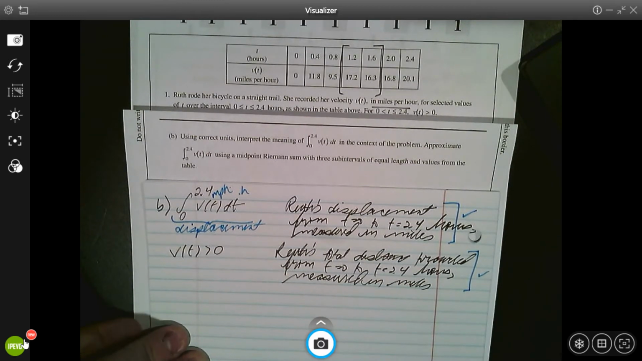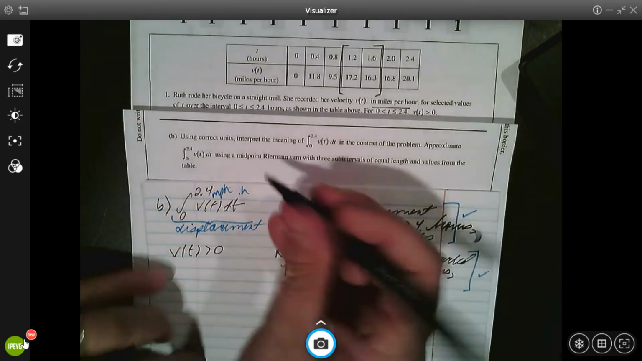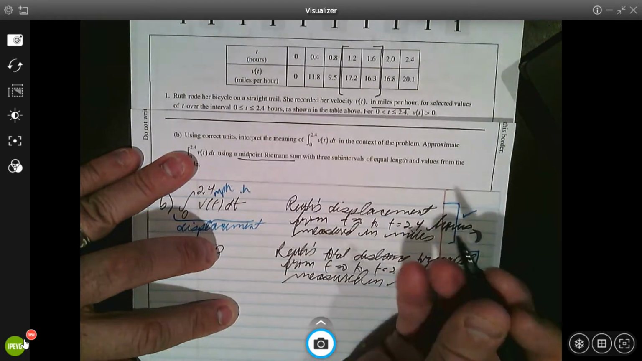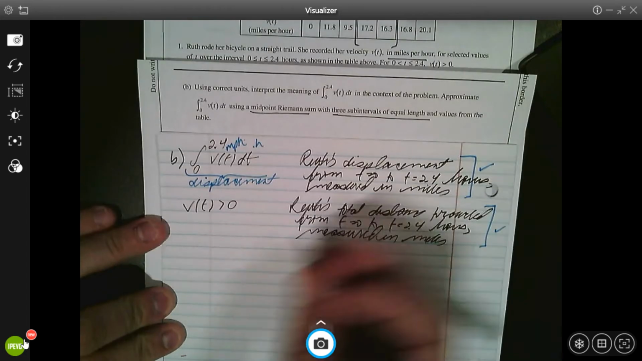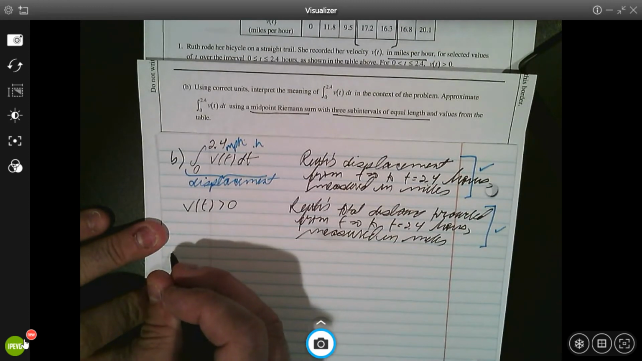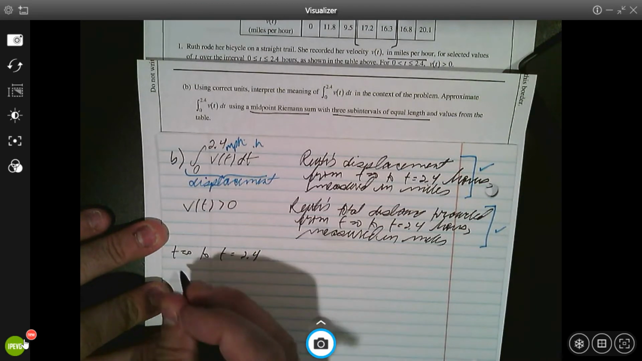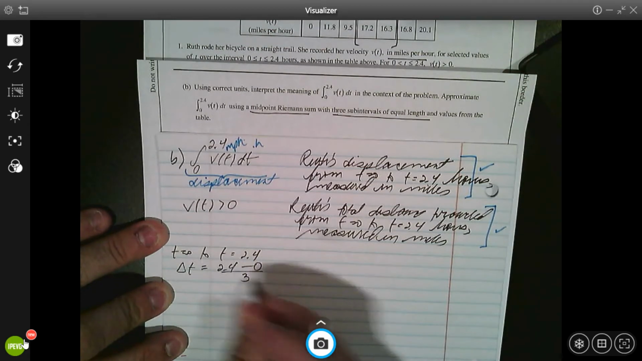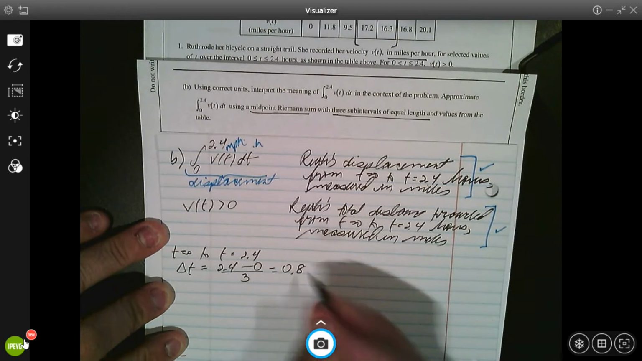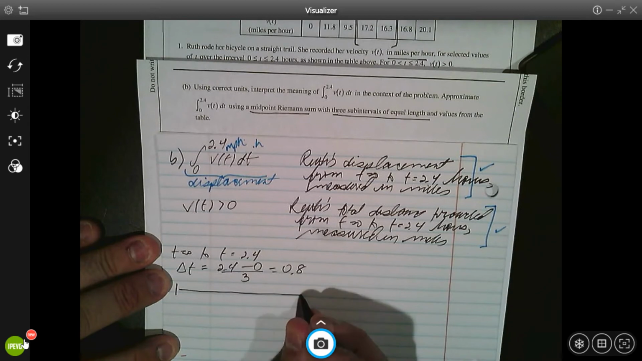Now for the approximation, you're going to have to pay attention to the method. They said using a midpoint Riemann sum with 3 subintervals of equal width. Well, what do we know? We know that we are looking on the time interval t equals 0 to t equals 2.4 hours. So the width, the change in time, since each of these is going to have an equal width, is going to be 0.8 hours. And I want to be careful because we're doing the midpoint method.